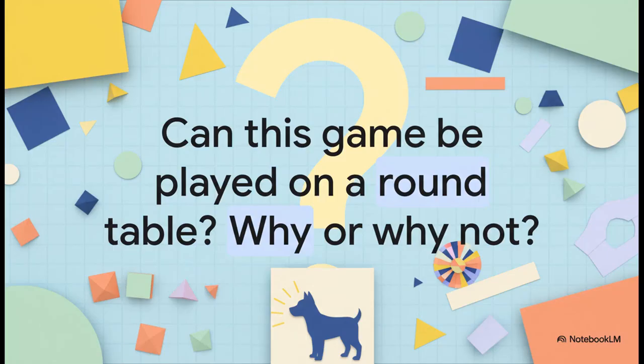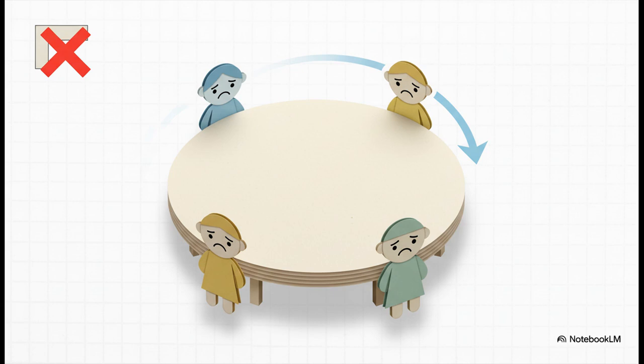Okay, pay attention, everyone. This is an exam question alert. Think about this carefully. Can you play this game, Catch the Corner, around a round table? What do you think? Why or why not? And the answer is no, absolutely not. And why? Well, a round table has a curved edge, but it has 0 corners. Not a single one to stand at. So if you tried to play, everyone would be out on the first try.